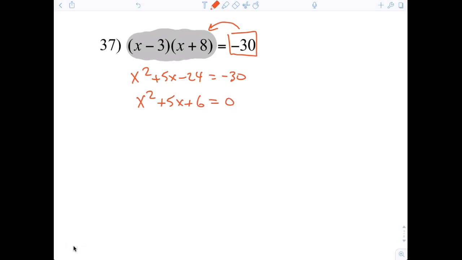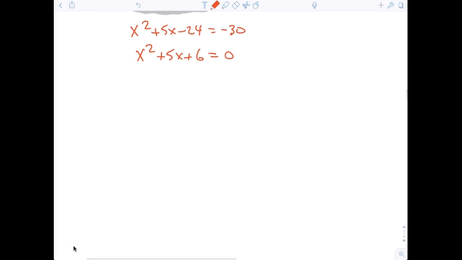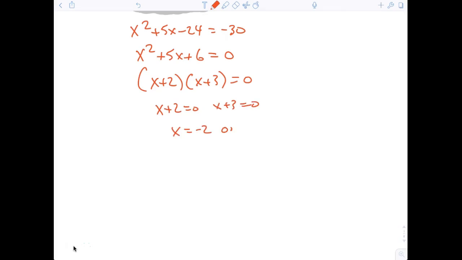This is the only one that I feel like should have given you any trouble, something like this, where it's a little bit different. It's not set equal to 0. So now you understand, whenever you have a quadratic, all you have to do is figure out how to set it equal to 0. And now you have to go back to what? Factor this into x plus 2, x plus 3. So x plus 2 equals 0, x plus 3 equals 0. So x equals -2 or x equals -3.